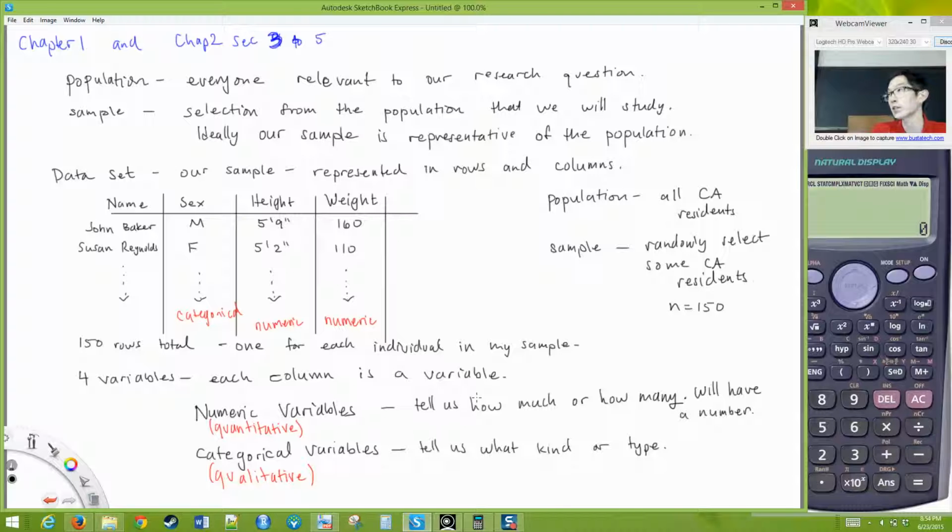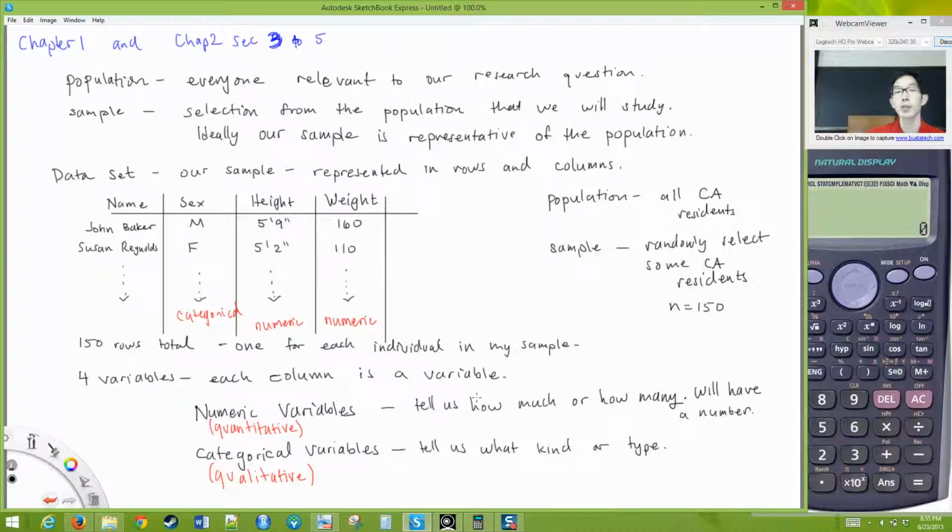If we asked someone, do you have children? The answer to that would be numeric or categorical? Do you have children? Categorical, because the answer is yes or no, right? So that's a category. If I said, how many children do you have? That would be numeric. The answer could be 0, 1, 2, 3, 15, okay? So there you have a numeric variable.